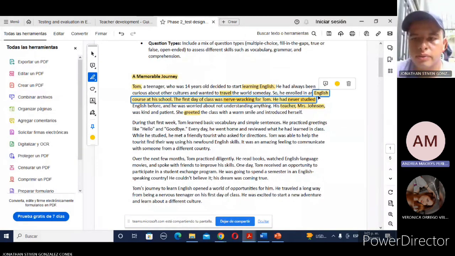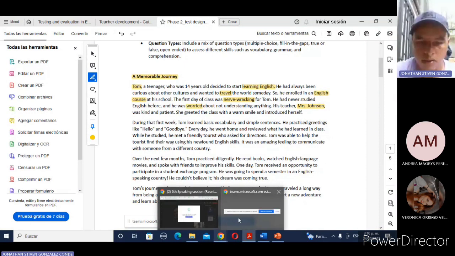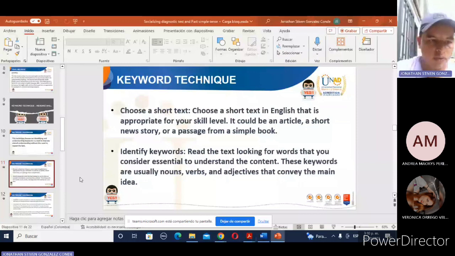If you want to travel to other countries speaking English, you need to enroll. You're right. It is another key word because the text is talking about the English course that Tom enrolled in to improve his English skills. Okay, so let's move forward.